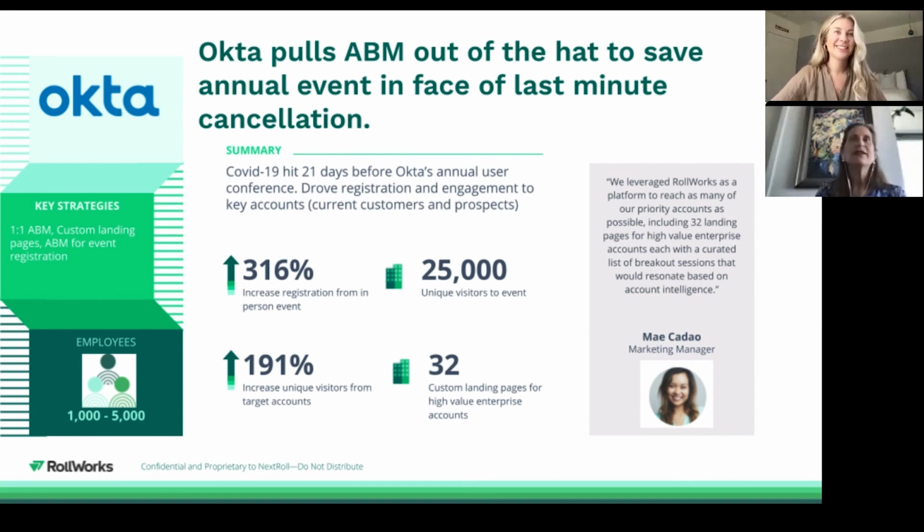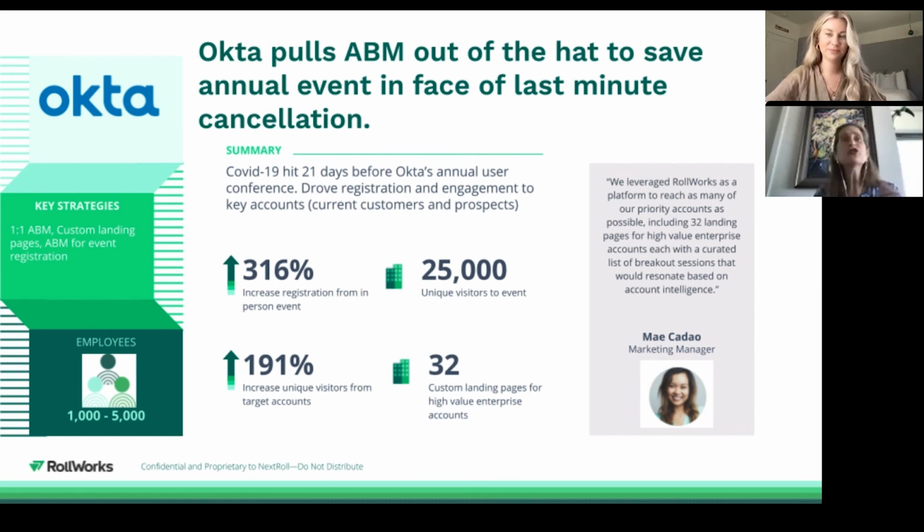One is Okta. Love this story as well. It is a story that took place in March of 2020. Okta was 21 days before their massive user event when everything shut down due to COVID. They had to switch on a dime to turn a huge physical event at the Moscone Center to a digital event in less than 3 weeks. So they used ABM strategies to look at who their key customers were, some prospects, but mostly customers, and create custom landing pages and custom digital display ads to drive the registrations to the virtual event and then get them to attend the virtual event.